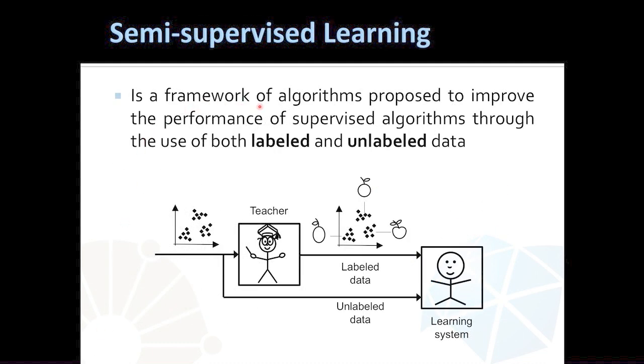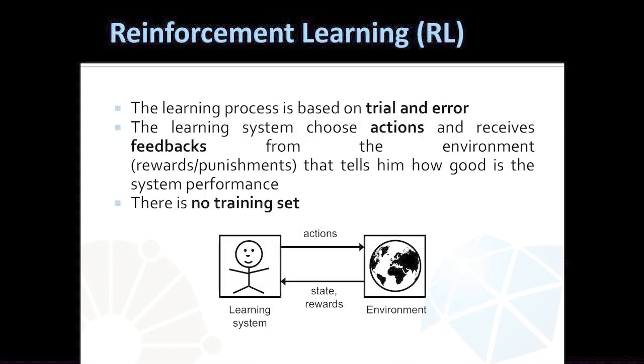Semi-supervised learning is a framework of algorithms proposed to improve the performance of supervised algorithms through the use of both labeled and unlabeled data. Reinforcement learning is a learning process based on trial and error. The learning system chooses actions and receives feedback from the environment. These feedbacks can be rewards or punishments, and they tell the agent how good the system performance is. So there is no training set. Since robots are entities that usually interact with the environment, this is a particularly interesting paradigm to adopt in the robotics domain.